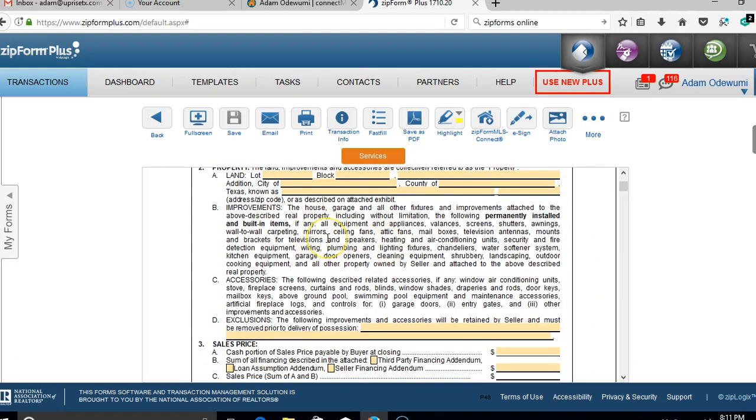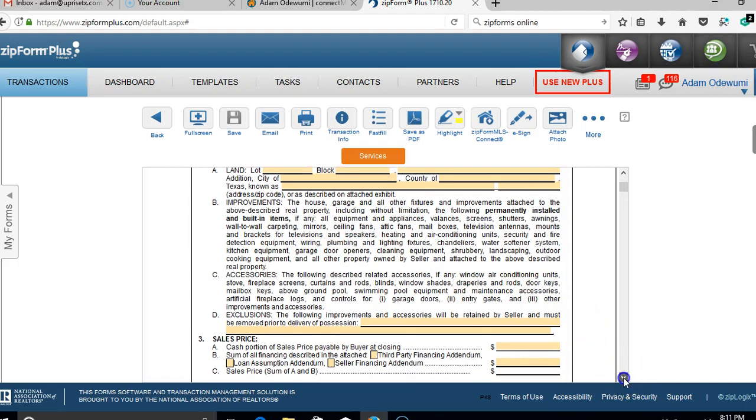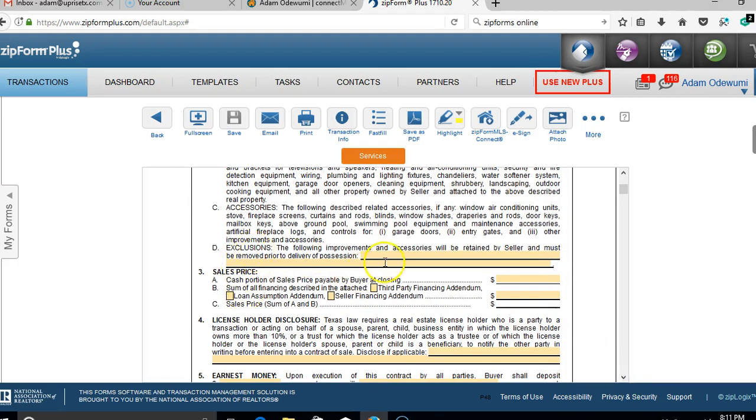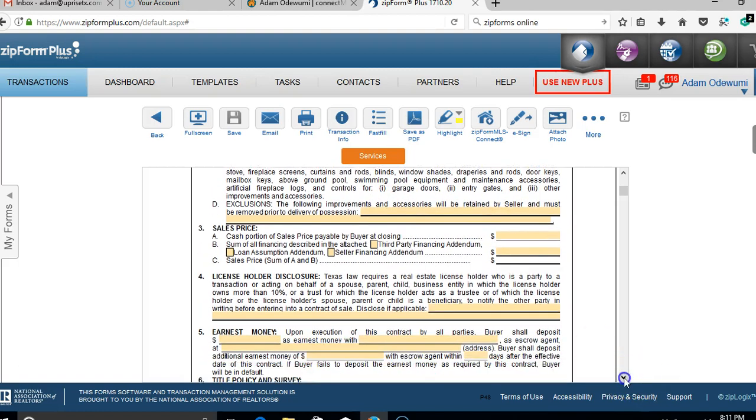Improvements just defines what improvements are: things that are permanently installed into the home. It talks about accessories, and then exclusions. This is where you put things that are an accessory or an improvement to the home, but you don't want to go with the house. It might be curtain rods, even though they're attached to the house and technically are supposed to go with it. If your grandmother made you the curtain rods and you didn't want them to go to the buyer, you would put excluding curtain rods. Or a big screen TV if it was attached to the wall, things like that.